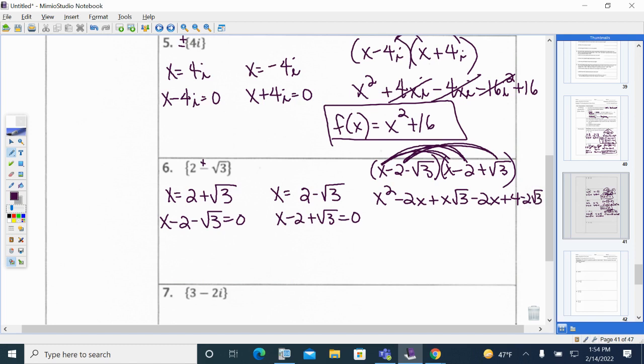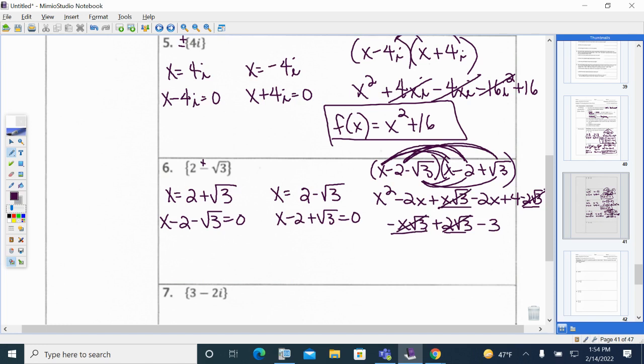And then lastly, we're going to take our negative radical 3 times each of those. Negative radical 3 times x is a negative x radical 3. Negative radical 3 times a negative 2 is a positive 2 radical 3. And then negative radical 3 times a positive radical 3 is a negative 3. So there should be a lot of things that go away here. Your negative 2 radical 3 and your positive 2 radical 3 subtract out. Your negative x radical 3 and your positive x radical 3 subtract out. So once again, the radicals should go away here.